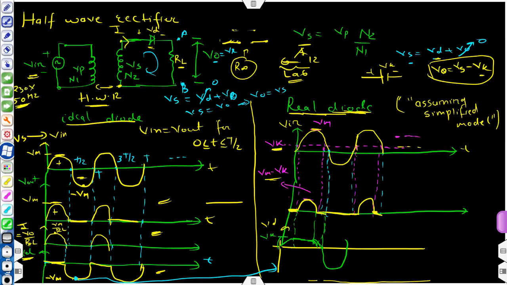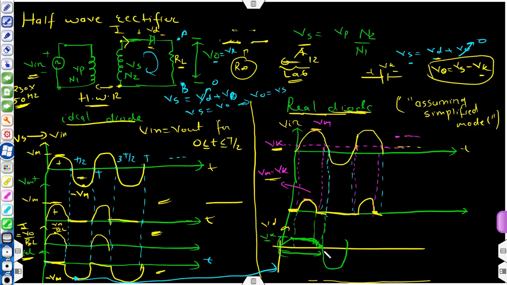First it is increasing from 0 because it is following V in. Then at point Vk, it gets on. Then there is a constant voltage drop Vk across it. So a straight line Vk. Then again V in is less than this Vk, so diode gets off again. So again it will follow input voltage. So this is the positive half cycle.